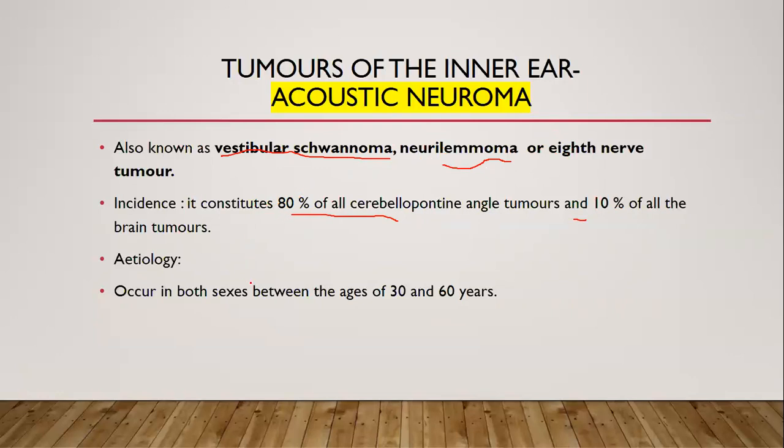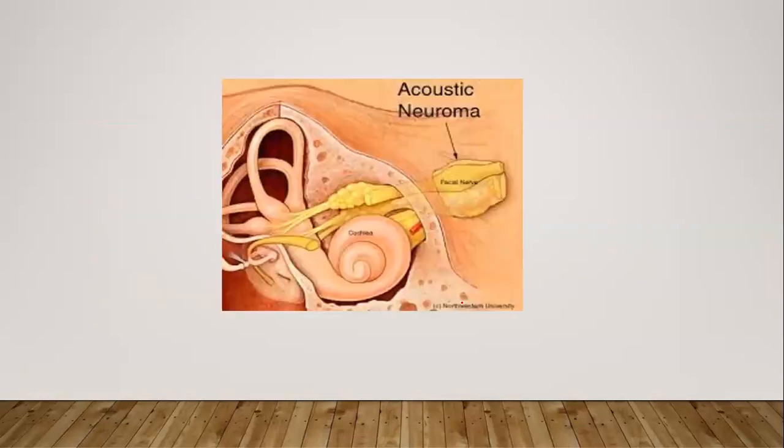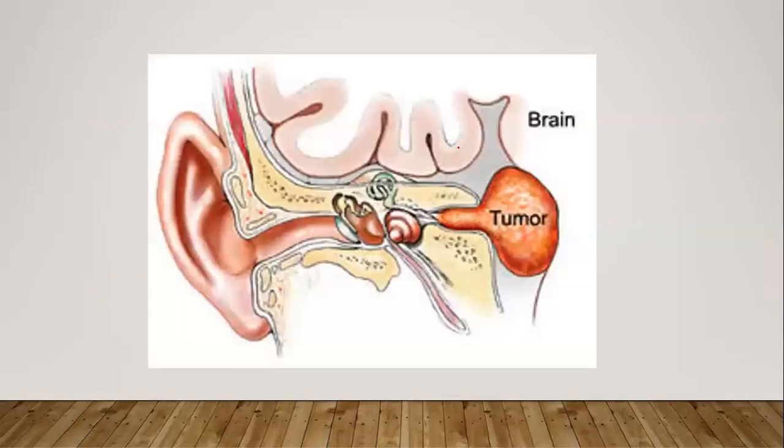The etiology: it can be seen in both sexes between the age group of 30 to 60 years. So this is a picture of acoustic neuroma. This is the eighth nerve, so it can be seen in the vestibulocochlear nerve. This is the growth. Through this, the eighth nerve is passing, so this tumor growth can be seen in the eighth nerve.